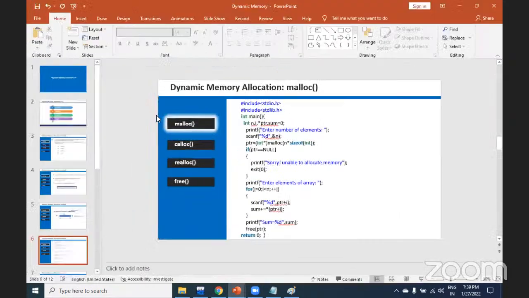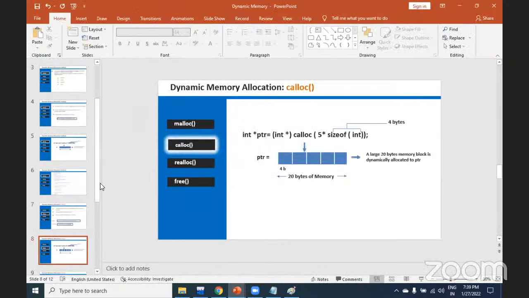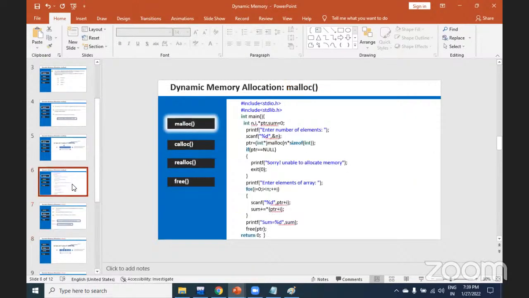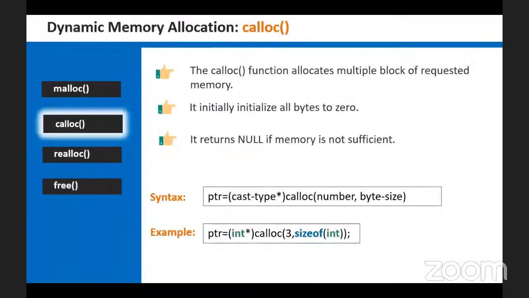Calloc. Calloc is also the same, but the only difference is multiple blocks of memory are created, right? That means previously, what is that example? The entire block, like if you have five elements, will be created in a single block, whereas here five individual blocks will be created, and it initializes all bytes to zero. It returns null if the memory is not sufficient, right?